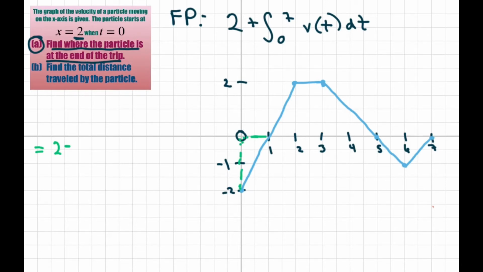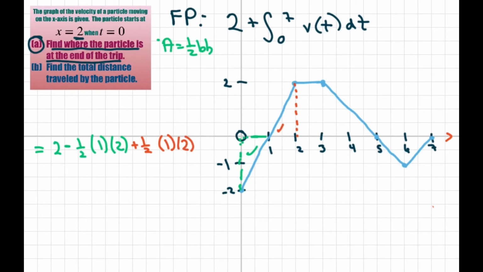The area of a triangle is 1/2 base times height. So that's going to be minus 1/2 base times height. Alright, so that's this piece. Now for the next piece, we have this triangle and it's above the x-axis. So that's going to be plus 1/2 times base times height. So that's this piece.